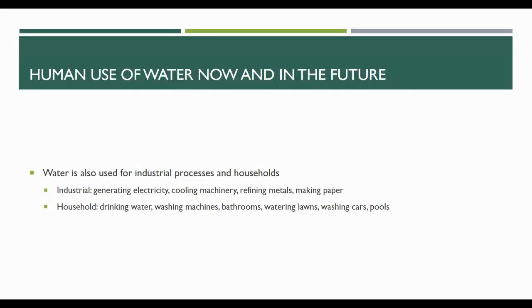Water is also used for industrial processes and in households. Examples of industrial water use would be generating electricity, cooling machinery, refining metals, and making paper. Household uses would be drinking water, washing machines, bathrooms, watering lawns, washing cars, pools, and a bunch of other things I probably have not thought of.